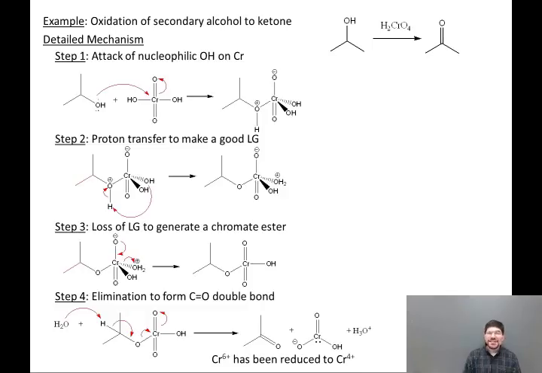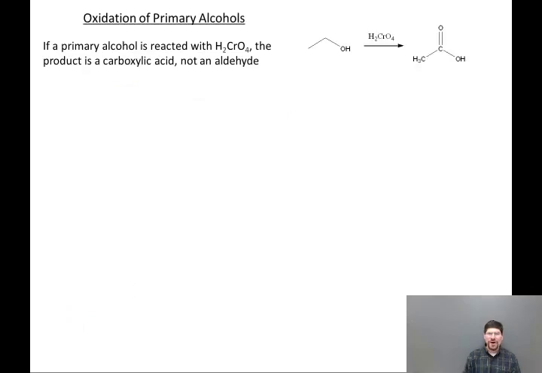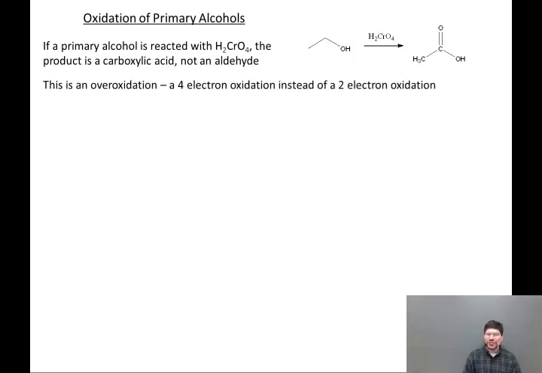Okay, so that's the mechanism of the oxidation of a secondary alcohol to a ketone with chromic acid. What about primary alcohols? Well, if a primary alcohol is reacted with chromic acid, you don't get an aldehyde, but rather you get a carboxylic acid. So if you do the analysis, this is an over-oxidation. It's a 4-electron oxidation instead of a 2-electron oxidation.